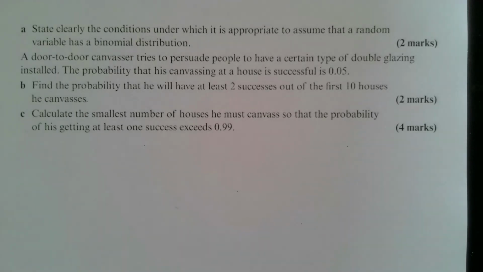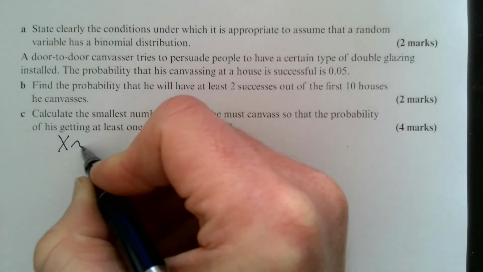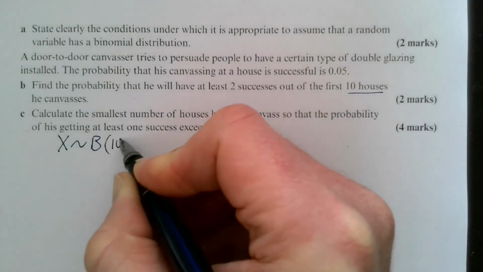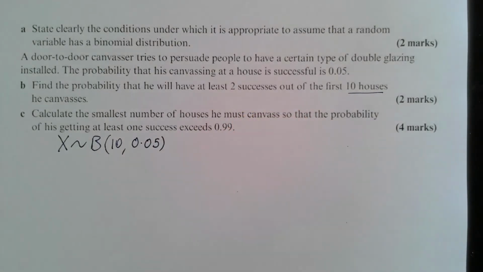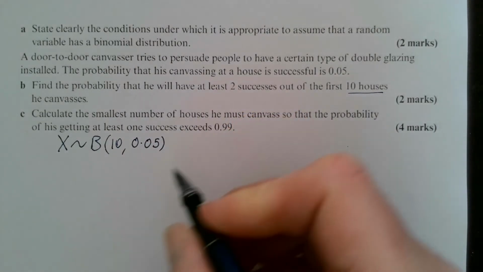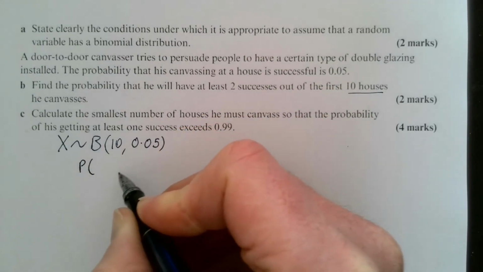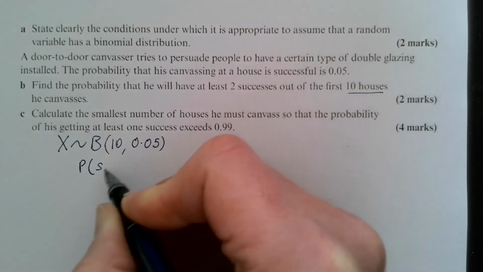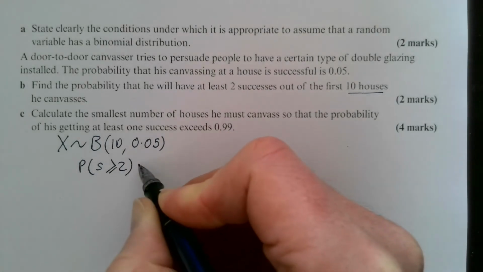So part B, finding the probability that you will have at least 2 successes. Well, first of all, we're saying that x can be done as a binomial. We're thinking about 10 houses, and the probability of success is 0.05. So he's looking for the probability he's going to be successful at least 2 times, so greater than or equal to 2.